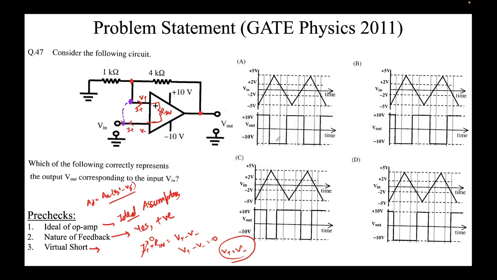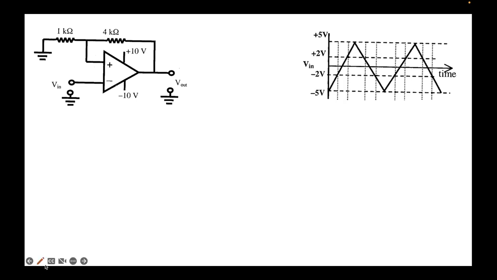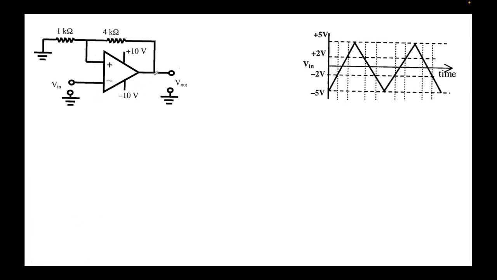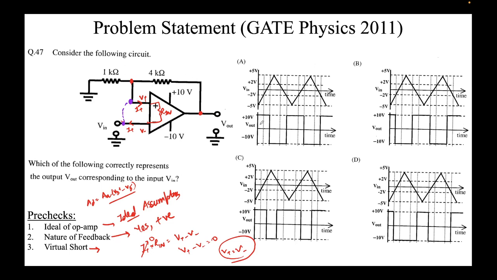Yeah, so that's that. So we'll utilize this property over here. Now we come back to the circuit that we were given. If you closely notice, we need to find the correct output waveform, but at time equal to zero, all the output voltages are plus 10 volts. You can see that in all the four options, right?